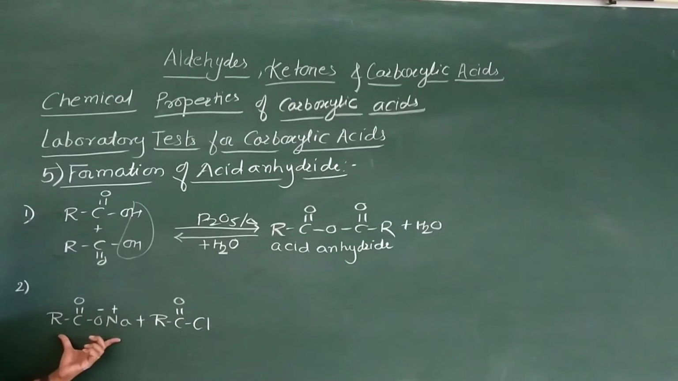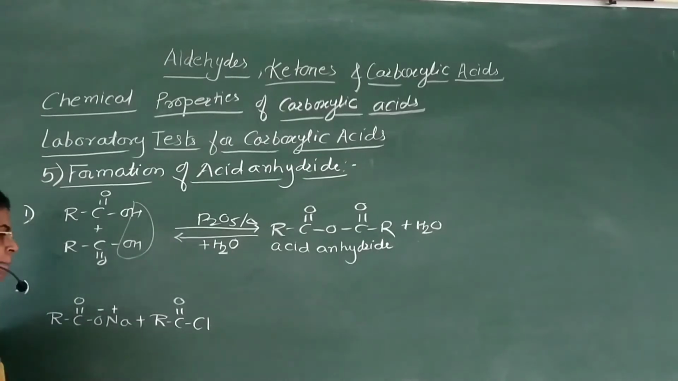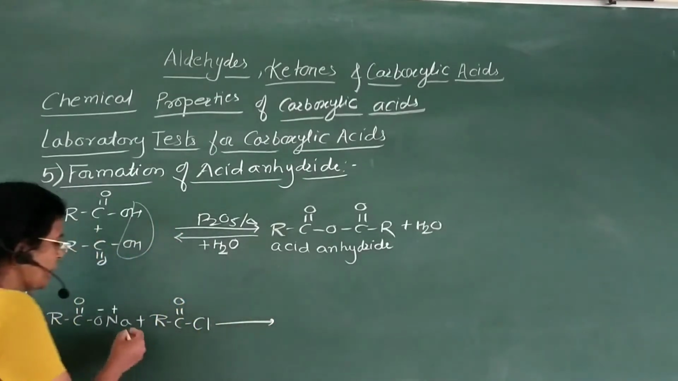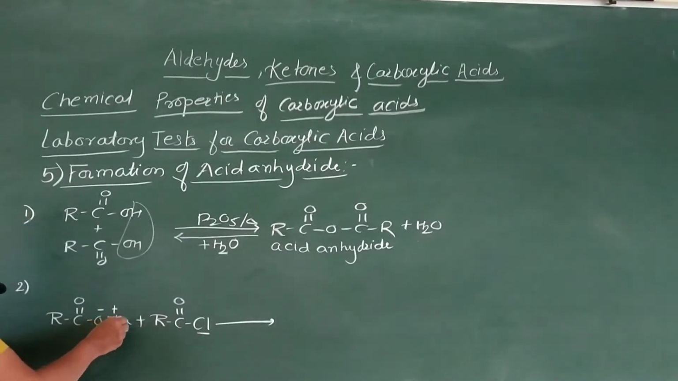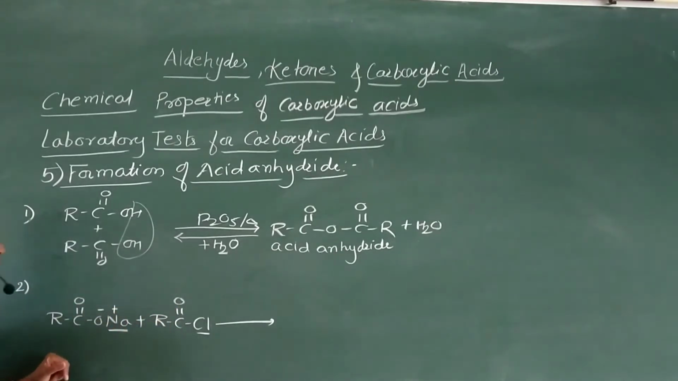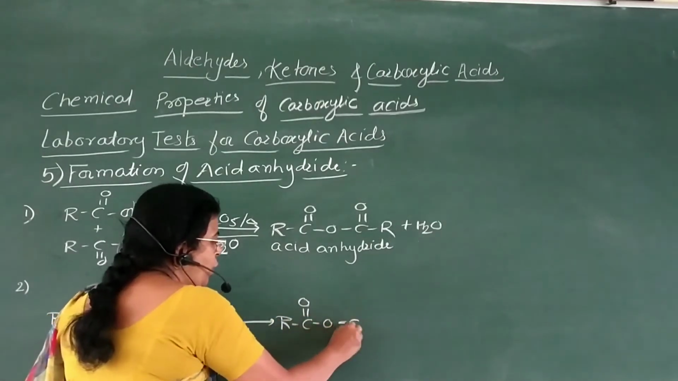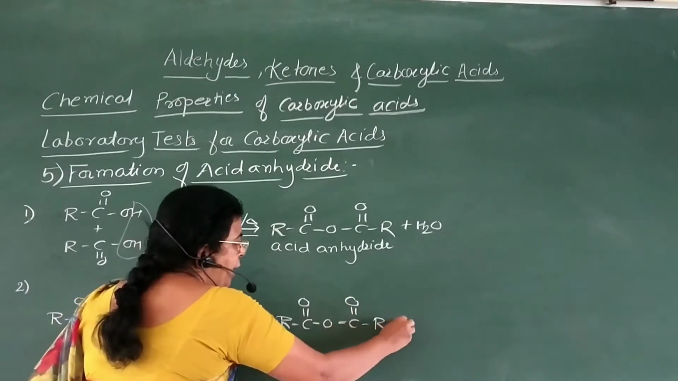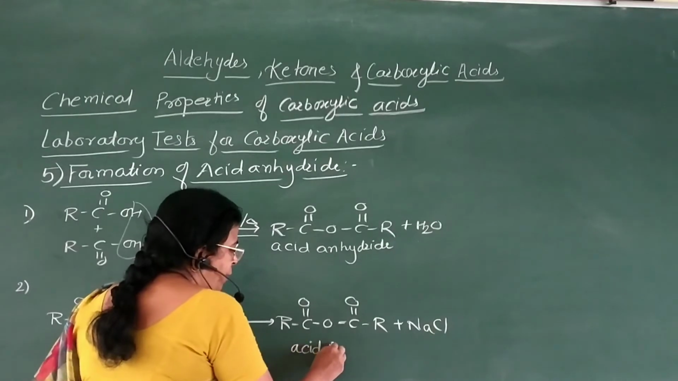But when this RC double bond O O Na, that is the sodium salt of carboxylic acid, is treated with acyl chloride, then removal of NaCl takes place and the COR group is substituted for this Na, and we get here RC double bond O O C O R plus NaCl. In this way, this acid anhydride is obtained.